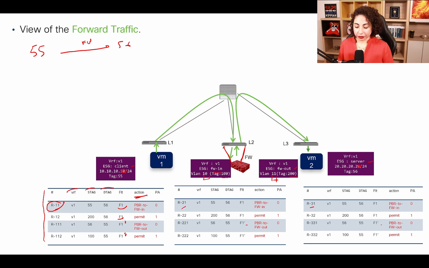And the action, this is very important. This is where we are saying, okay, for this line, we are doing the PBR to firewall in, so to this leg. And when we do it and we generate the encapsulated traffic, the policy applied bit will be set to 0. And the other line is to say permit. And then when we have a permit, the policy applied bit is 1. So you can see that when we have PBR, PA equals 0, and when you have a permit, the PA is 1.